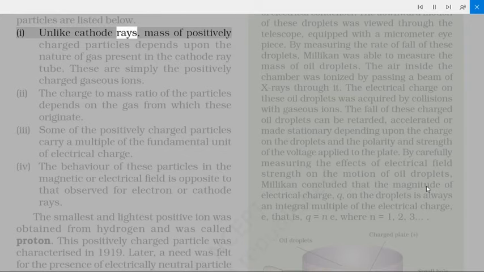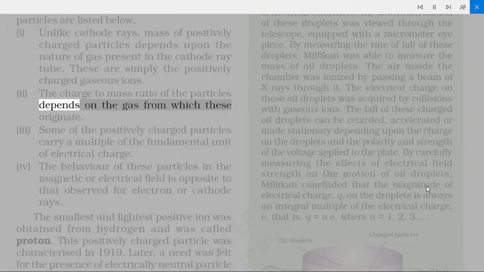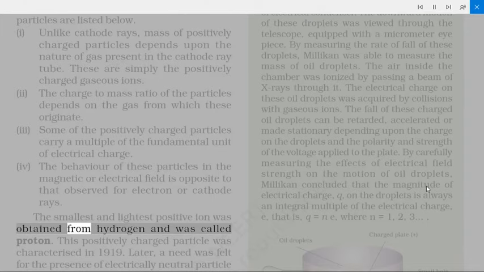1. Unlike cathode rays, the mass of positively charged particles depends upon the nature of the gas present in the cathode ray tube. These are simply the positively charged gaseous ions. 2. The charge to mass ratio of the particles depends on the gas from which these originate. 3. Some of the positively charged particles carry a multiple of the fundamental unit of electrical charge. 4. The behavior of these particles in the magnetic or electrical field is opposite to that observed for electron or cathode rays. The smallest and lightest positive ion was obtained from hydrogen and was called proton. This positively charged particle was characterized in 1919.